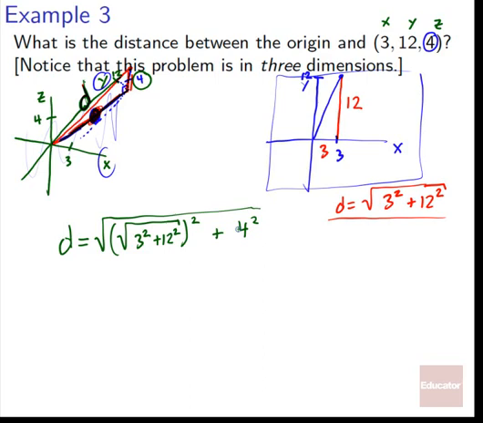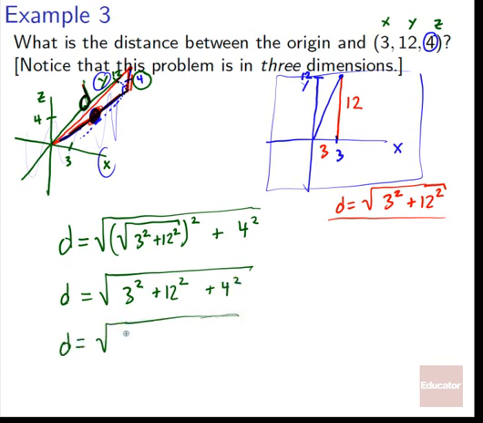Now notice, when we take a square root and square it, like we've got in here, d equals, so square root of 3 squared plus 12 squared is just going to crack it open, and we'll get 3 squared plus 12 squared, and then plus 4 squared. We simplify this, and we get d equals square root of 9 plus 144 plus 16. Simplify that some more. We get square root of 169, which equals 13. So our distance is 13.